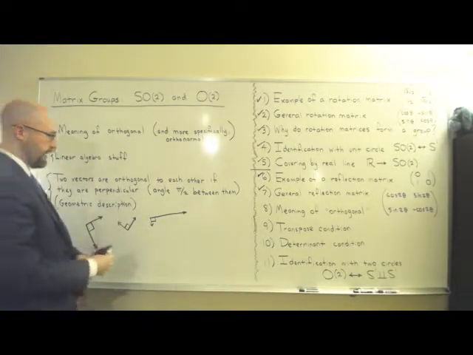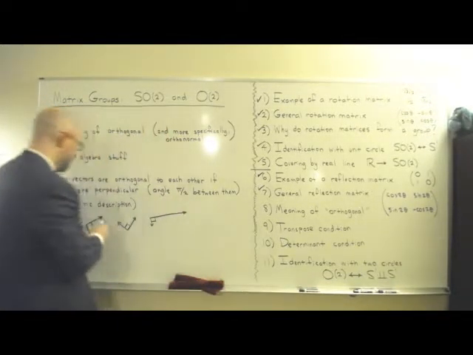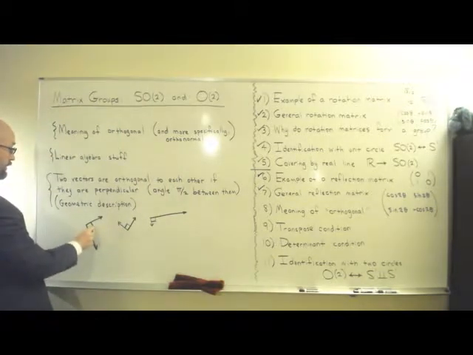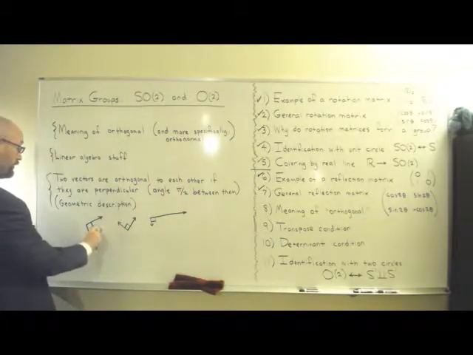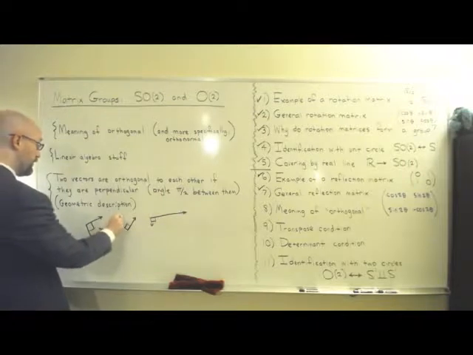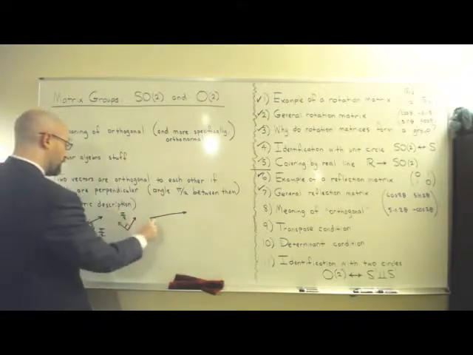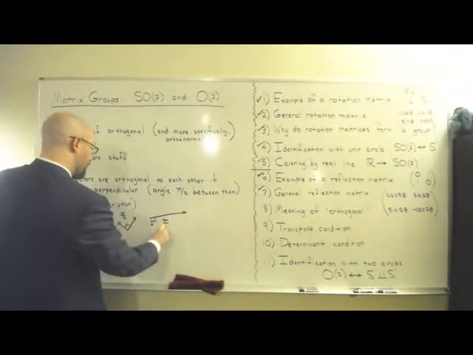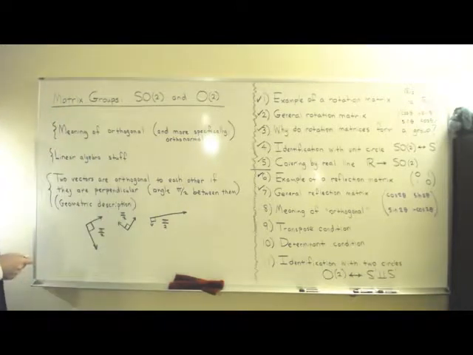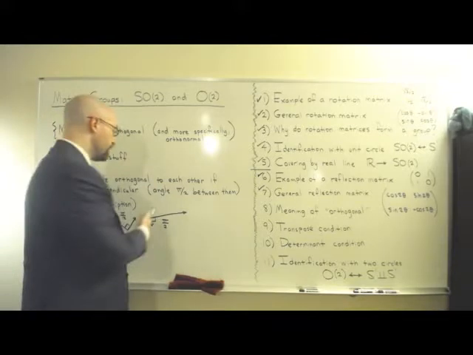But the thing that's common about all of these pictures here is that there's all these right angles here, pi over 2, pi over 2, pi over 2. So this is the thing that we're wanting to capture.